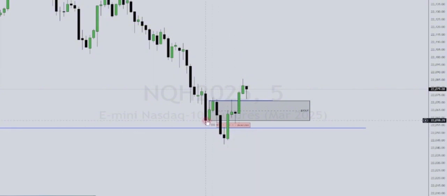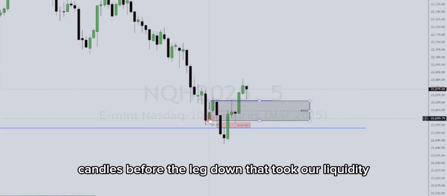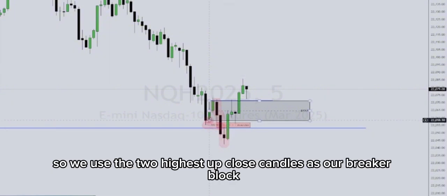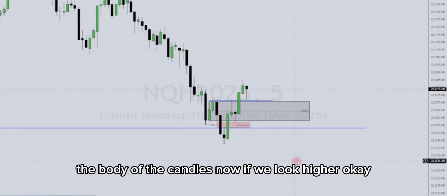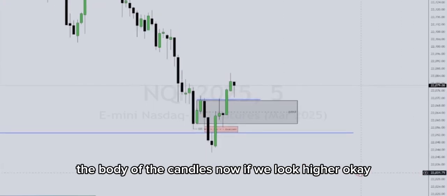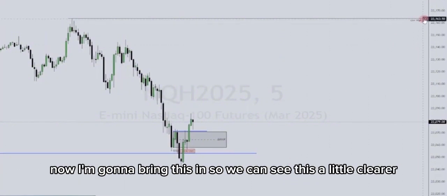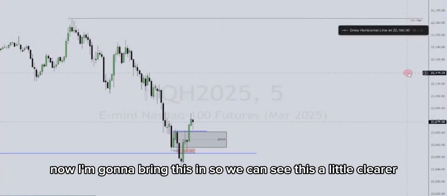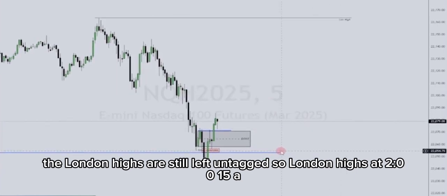Now, we use, in this example, the two highest up close candles before the leg down that took our liquidity. So we use the two highest up close candles as our breaker block. We use the body of the candles. Okay. The body of the candles. Now, if we look higher, okay, and I'm going to bring this in so we can see this a little clearer. The London highs are still left untagged.